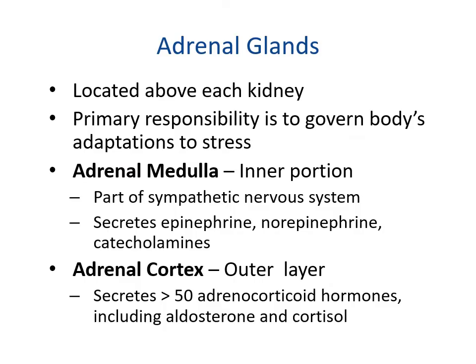Now looking at the adrenal glands, so these are located above each kidney, and their primary responsibility is to govern the body's adaptation to stress. And so we have the adrenal medulla, which is the inner portion, and this is part of the sympathetic nervous system, secreting epinephrine, norepinephrine, and catecholamines. And the adrenal cortex, which is the outer layer, and this secretes more than 50 adrenocorticoid hormones, including aldosterone and cortisol.